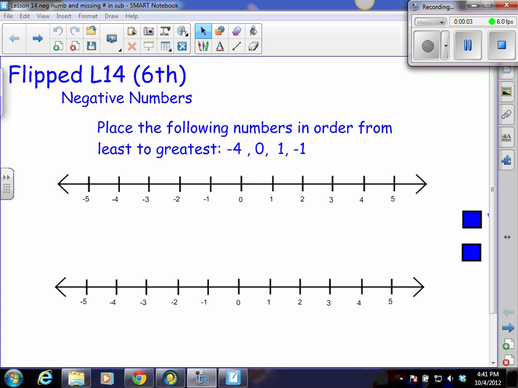Welcome to Flipped Lesson 14 for the 6th grade. Today our focus is negative numbers, understanding how they work and especially looking at number lines and how they work together.